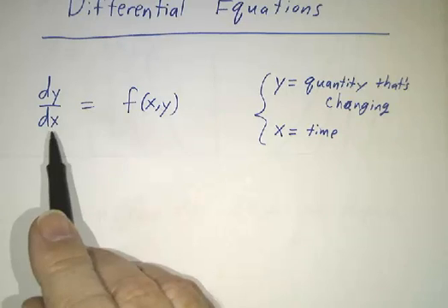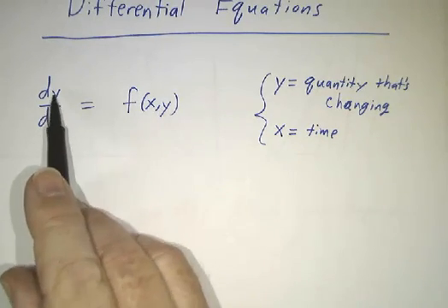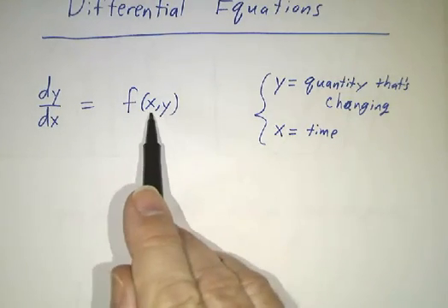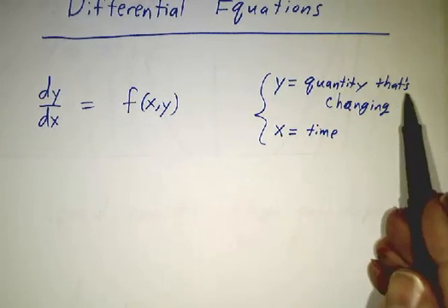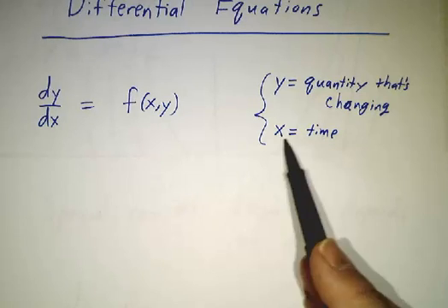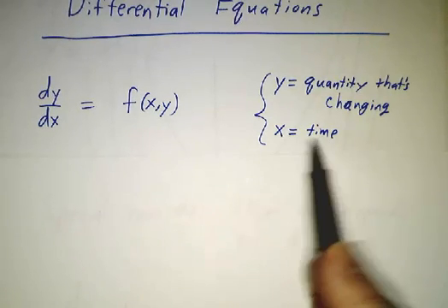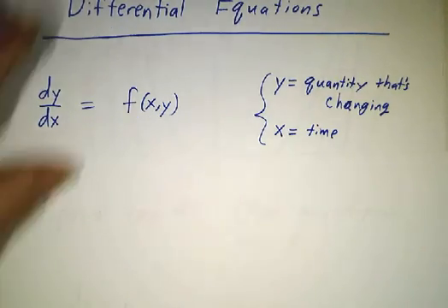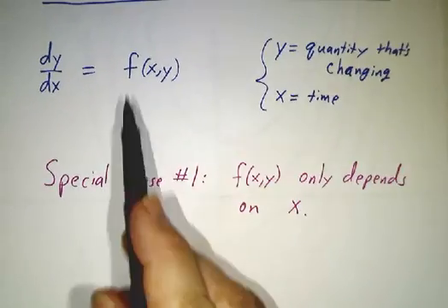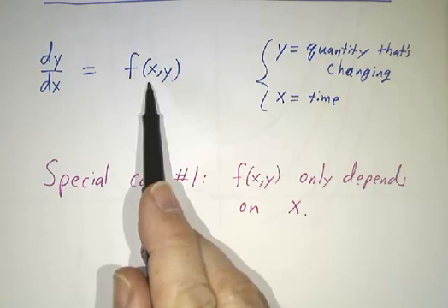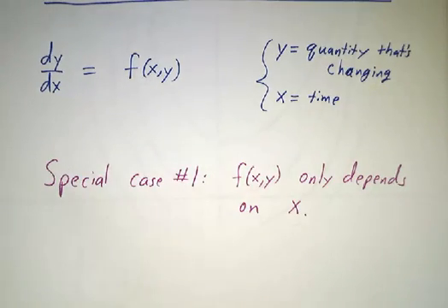And remember, we're dealing with first order differential equations, so dy/dx is some function of x and y, and typically we think of y as some physical quantity that's changing with time, and x represents time. Sometimes we call it t, sometimes we call it x, doesn't really matter. And the very first special case is where the rate of change only depends on time and it doesn't depend on the value of the quantity.